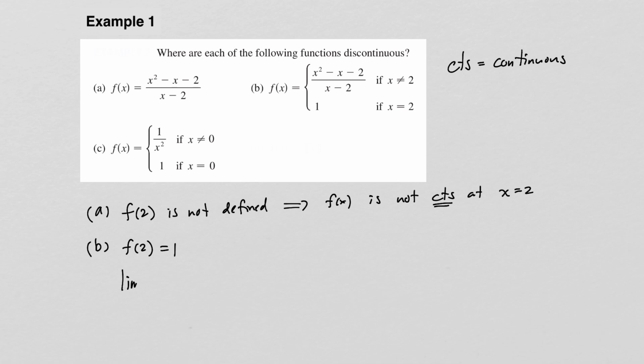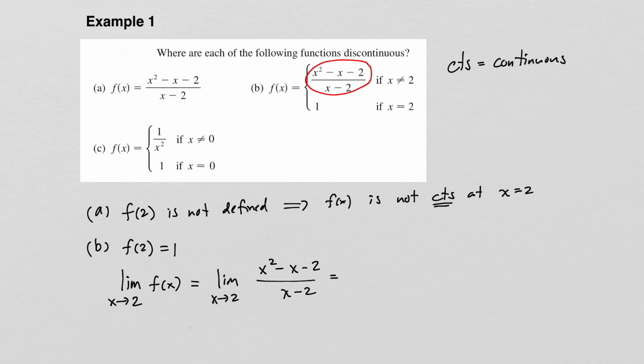But now we need to check what is the limit as x approaches 2 of f of x. Well, when you're approaching 2, you're not equal to 2. So as x approaches 2, we have to use this definition for the function. And so this will be the limit as x approaches 2 of x squared minus x minus 2 divided by x minus 2. Now, if you plug in 2, you are going to get 0 divided by 0.